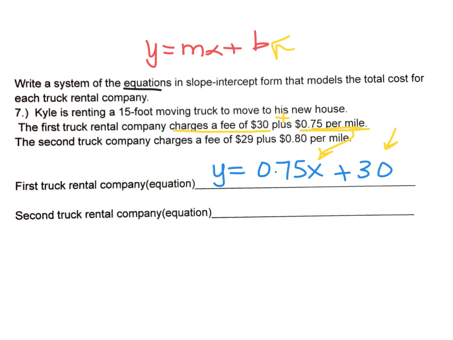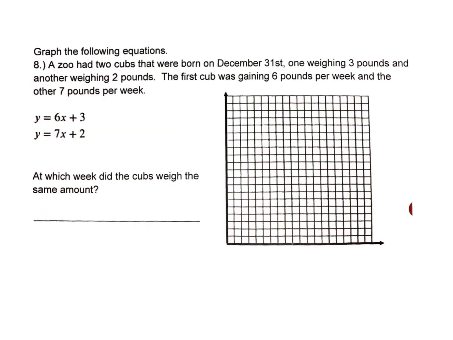Okay, let's do it for the next company. The next company charges a fee of $29 plus 80 cents per mile. So similar to the other truck company, our rate is 80 cents per mile, so that goes here. That's our slope or our rate that they charge. And then the initial fee, the B, the startup fee, is $29. Okay, next we're going to graph the two equations.